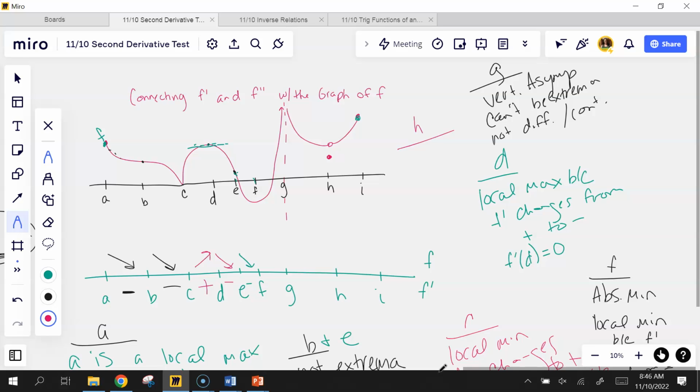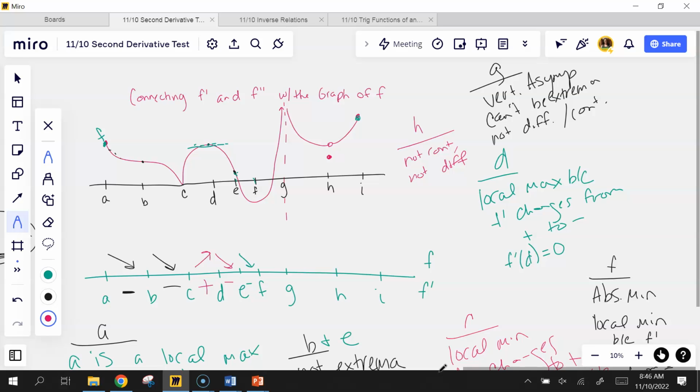Tell me what you know about H. It's a hole. It's also not continuous, and if it's not continuous, that tells me it's not differentiable. Can I call H a local minimum? No. Why? If I'm strictly looking at calculus and the first derivative test, why can I not call that a local minimum? It doesn't have a derivative. I can't first derivative test it if it doesn't have a derivative.